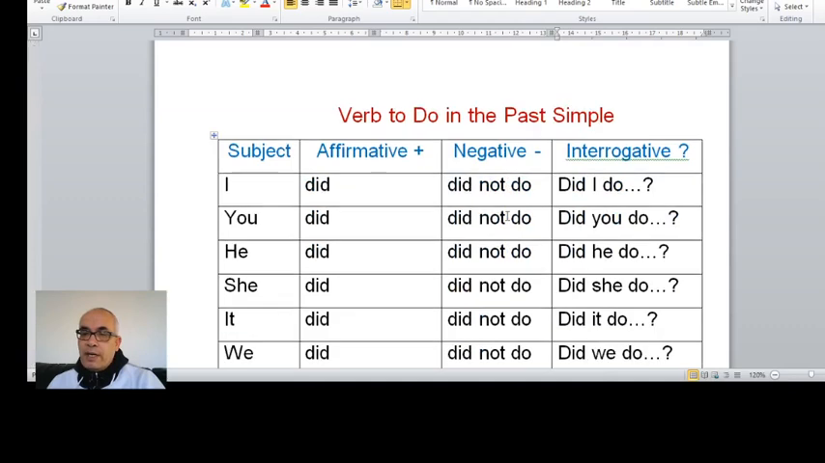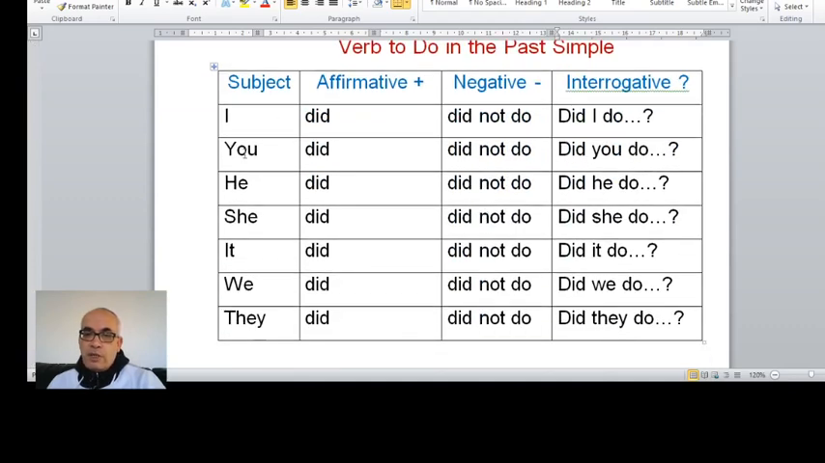Verb to do now again. So these are the subjects again. Did, all the time I use did. This is the past simple. Now the negative, I did not do. So I did my homework. How can I make this sentence negative? I did not do my homework. So this did not, I use it to make negative.